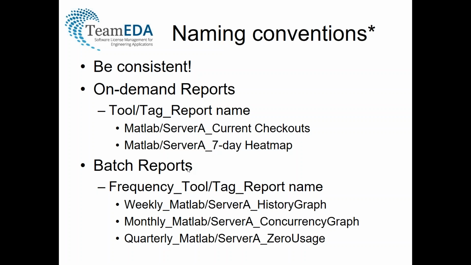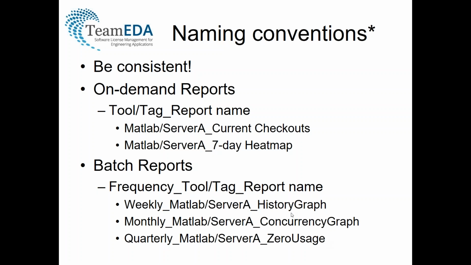For the batch reports, it's a little different. Again, I would recommend this nomenclature: frequency, the tool tag, and the report name. Examples: this is a weekly MATLAB on server A history graph. This is a monthly MATLAB on server A concurrency graph. This is a quarterly MATLAB on server A zero usage report or table, whatever you want to call it.